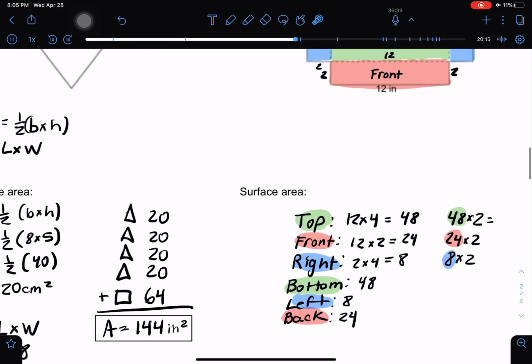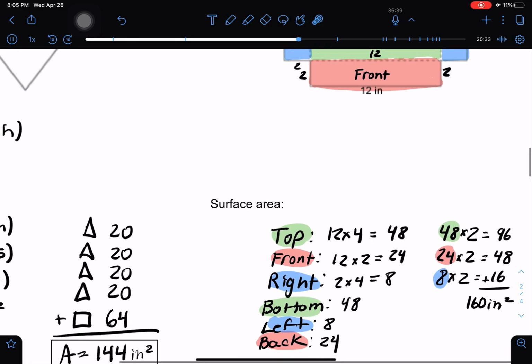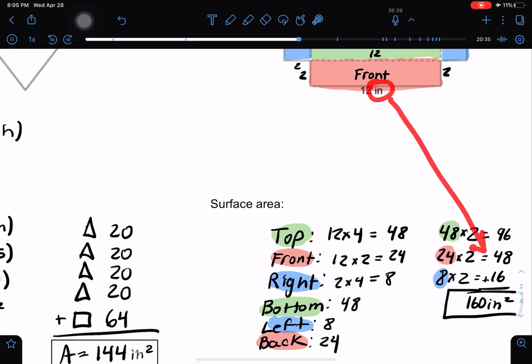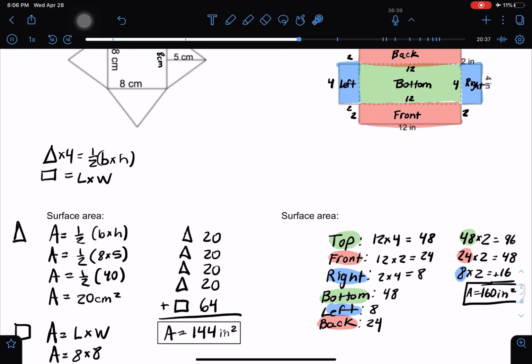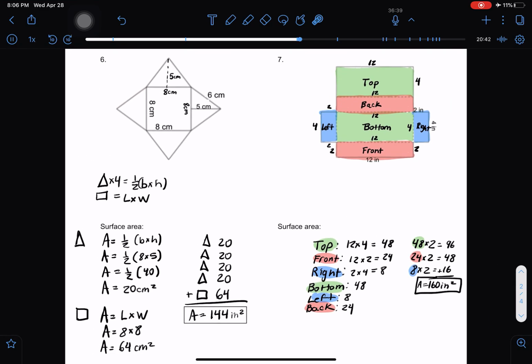So 48 times 2 does give us 96, 24 times 2 gives us 48, and 8 times 2 gives us 16. When we go ahead and add these all together, we get a final answer of 160. And this is 160 square inches. Okay, and that is all the work for number 7. So we can go ahead and move on to number 8.